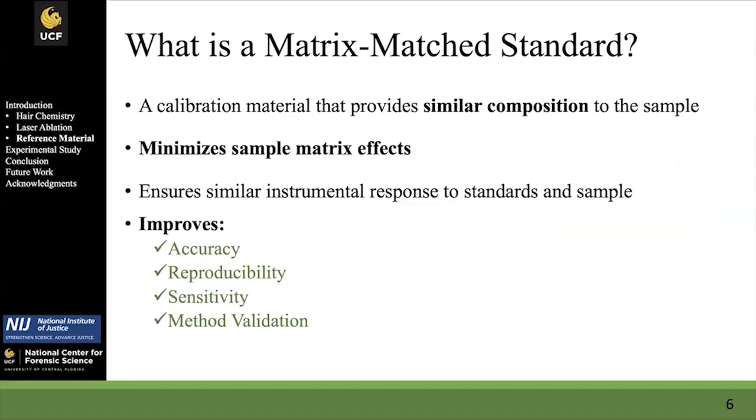So what is matrix matching? A matrix match standard is a calibration material that is going to provide a similar composition to the analytical sample. In doing so, this minimizes sample matrix effects. And this is really important in analytical chemistry to ensure that we have a similar instrumental response to the standards and the sample. So in doing so, this is going to improve the accuracy, reproducibility, sensitivity, and method validation.